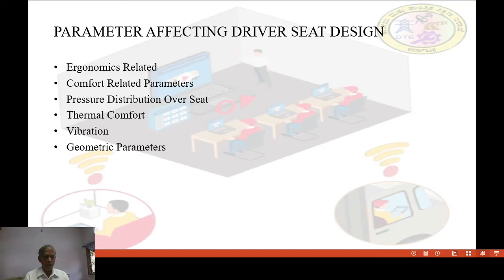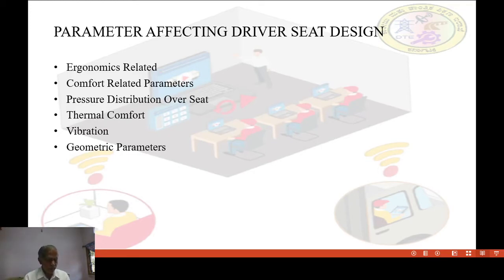A proper seat pan contour distributes a uniform pressure over the seat and avoids concentration of stresses in the human body. A properly inclined backrest avoids stresses on the human body.